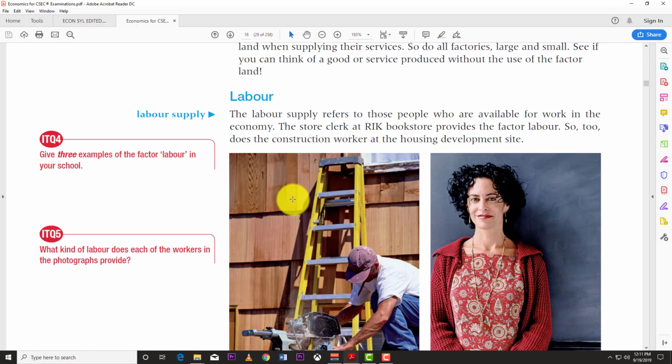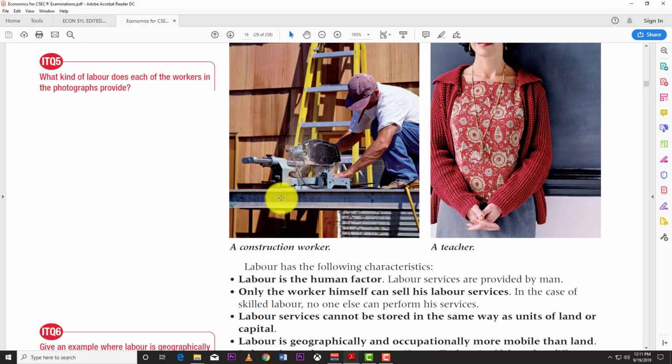Alright, so the labor supply refers to those people who are available for work in the economy. So the labor supply are all those persons who are physically and mentally capable of working. Children and those who are otherwise challenged are not considered part of the labor supply because they might be willing but not able to work. So the labor supply are those persons of age who are willing and able to work in an economy. So let's look at some of the characteristics of labor.